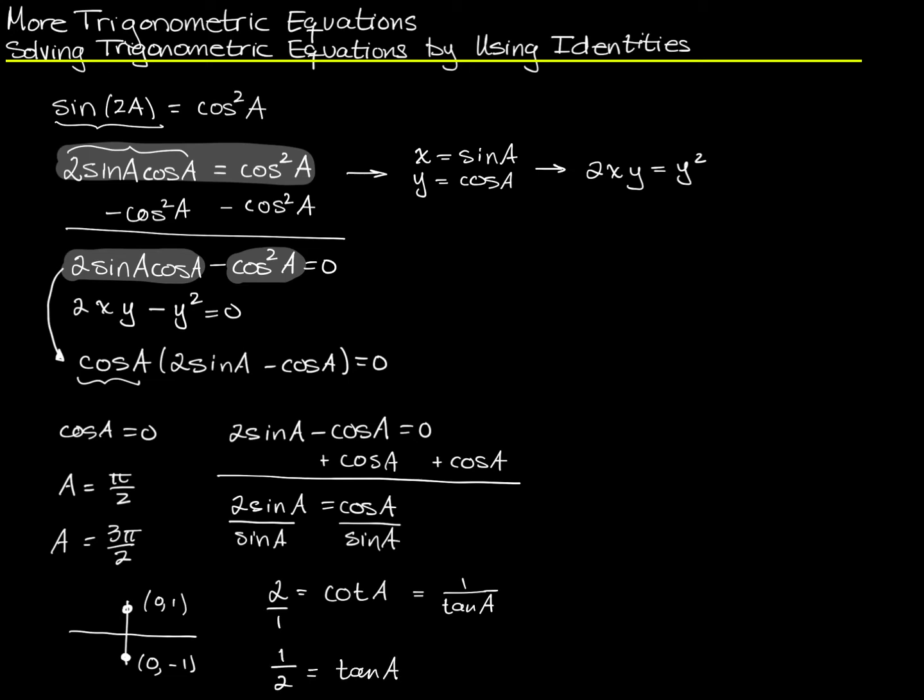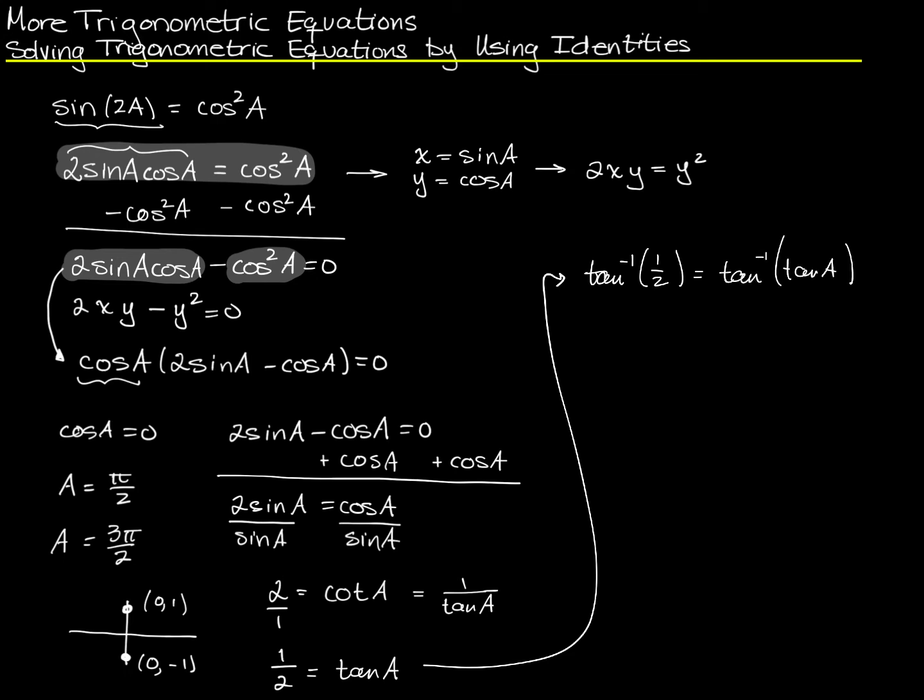Now all I have to do is take the inverse tangent, and I'll get the inverse tangent of 1/2 equals the inverse tangent of tangent. That gives me A, that gives me the angle A. So the tangent inverse of 1/2 equals the tangent inverse of the tangent of A. The right-hand side is just A. Of course, that assumes that A is somewhere between negative pi over 2 and pi over 2, and I'm so used to writing those symbols with equals in them, but they do not have equals in them, not for tangent.